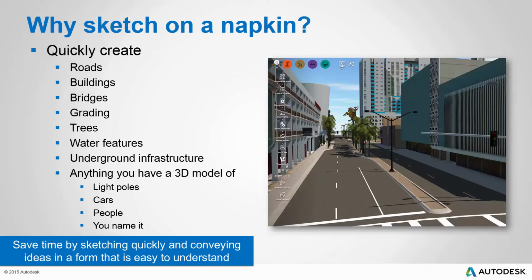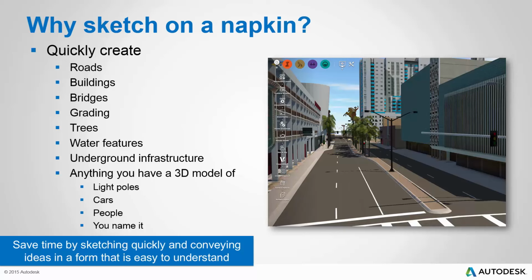So once you've established the basis of your model using Model Builder and other data sources that you have available, you'll then want to move on to creating your design ideas in the full stunning 3D that InfraWorks 360 provides. And the core tools of InfraWorks 360 allow you to very quickly create design features such as roads, buildings, bridges, grading, trees, water features, and even underground infrastructure.